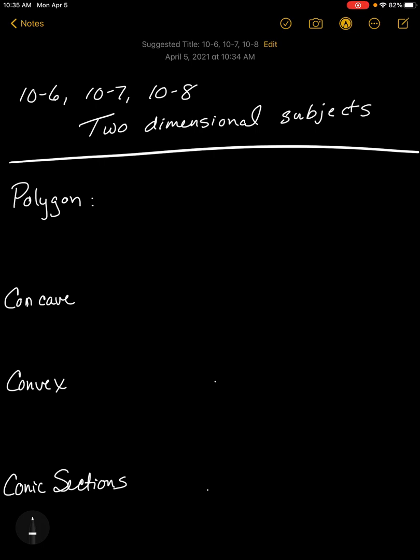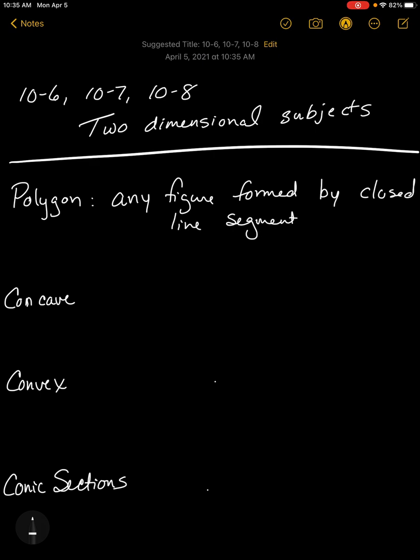So first thing is a polygon. So a polygon, I guess a definition could be any figure formed by closed line segments. And so remember, a polygon is two-dimensional. And so there are different kinds of polygons. There's rectangles, triangles, octagons, those type of things. So those are polygons. There are concave polygons and there's convex polygons.